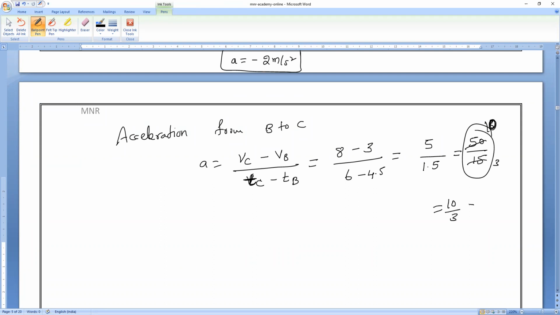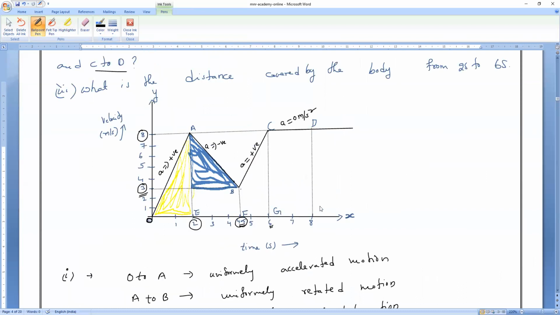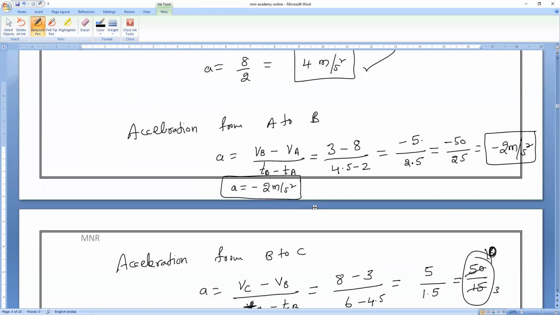So 10 by 3 means 3.33 meter per second square. Yes or no, everybody? 3.33 meter per second square. Understood or not, everybody? Clear? Any doubt, anybody can ask me. Next, solve it till only here.